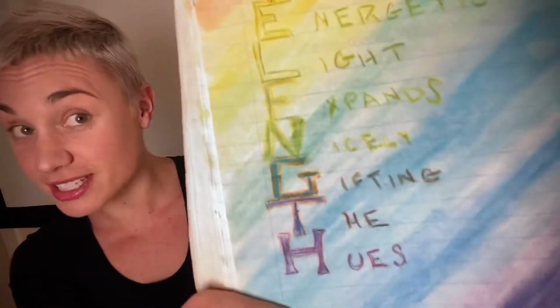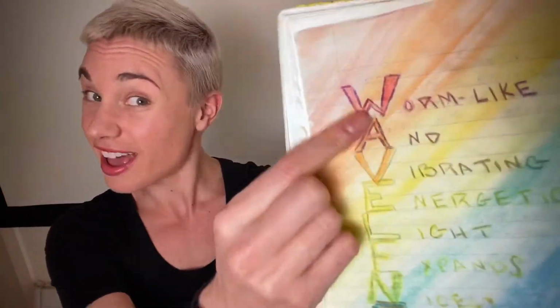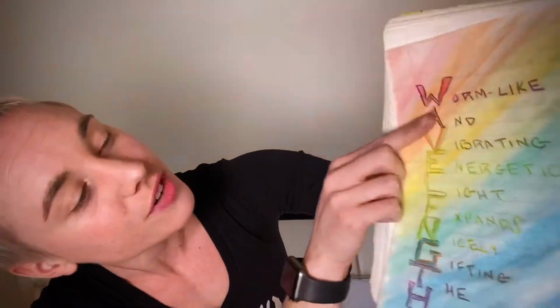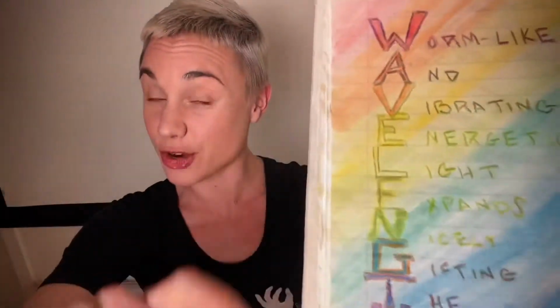So you'll notice for this acrostic poem, for some words, maybe you can just choose an adjective that can stand alone. For example, worm-like and vibrating and energetic are all adjectives that describe a wavelength that can stand alone on their own. So you can do your entire acrostic poem just with different adjectives, or if you want to try to put different words and phrases together and make some short phrases within your acrostic poem, challenge yourself to do that as well.